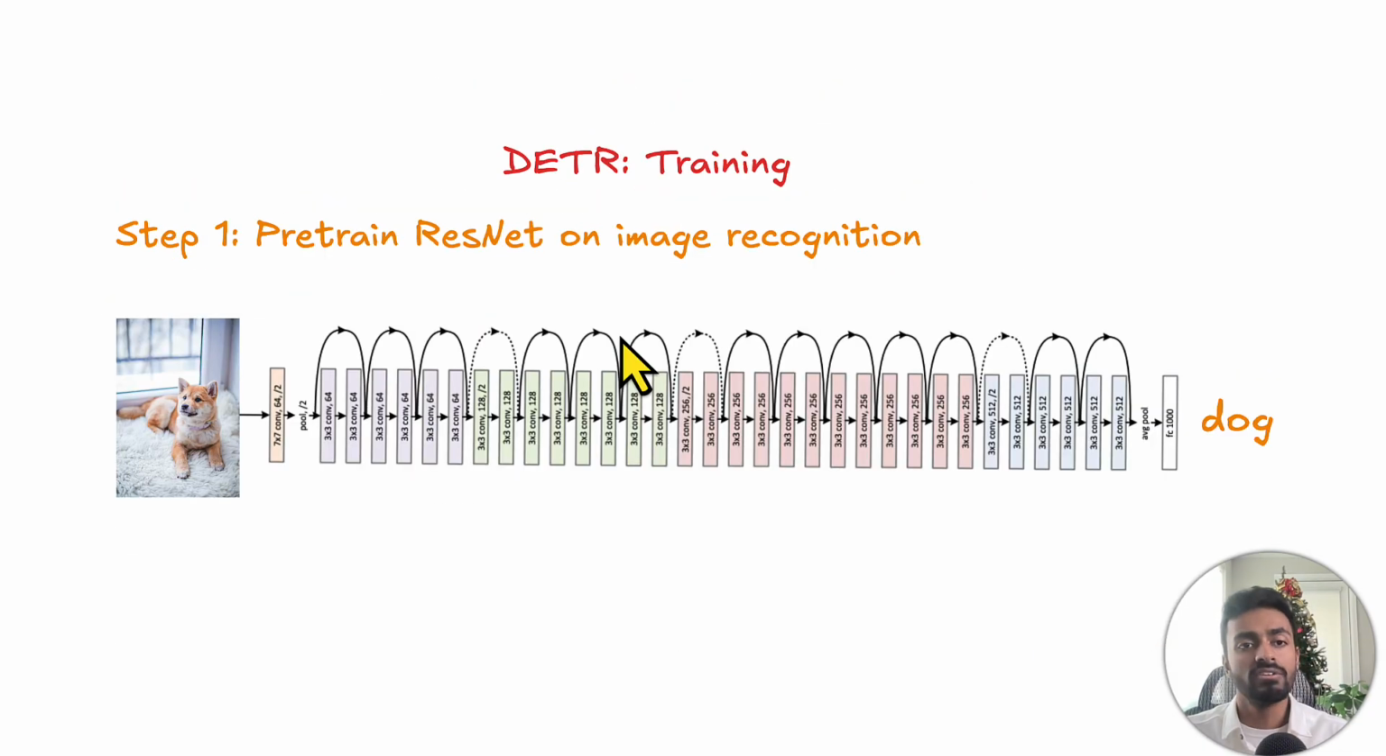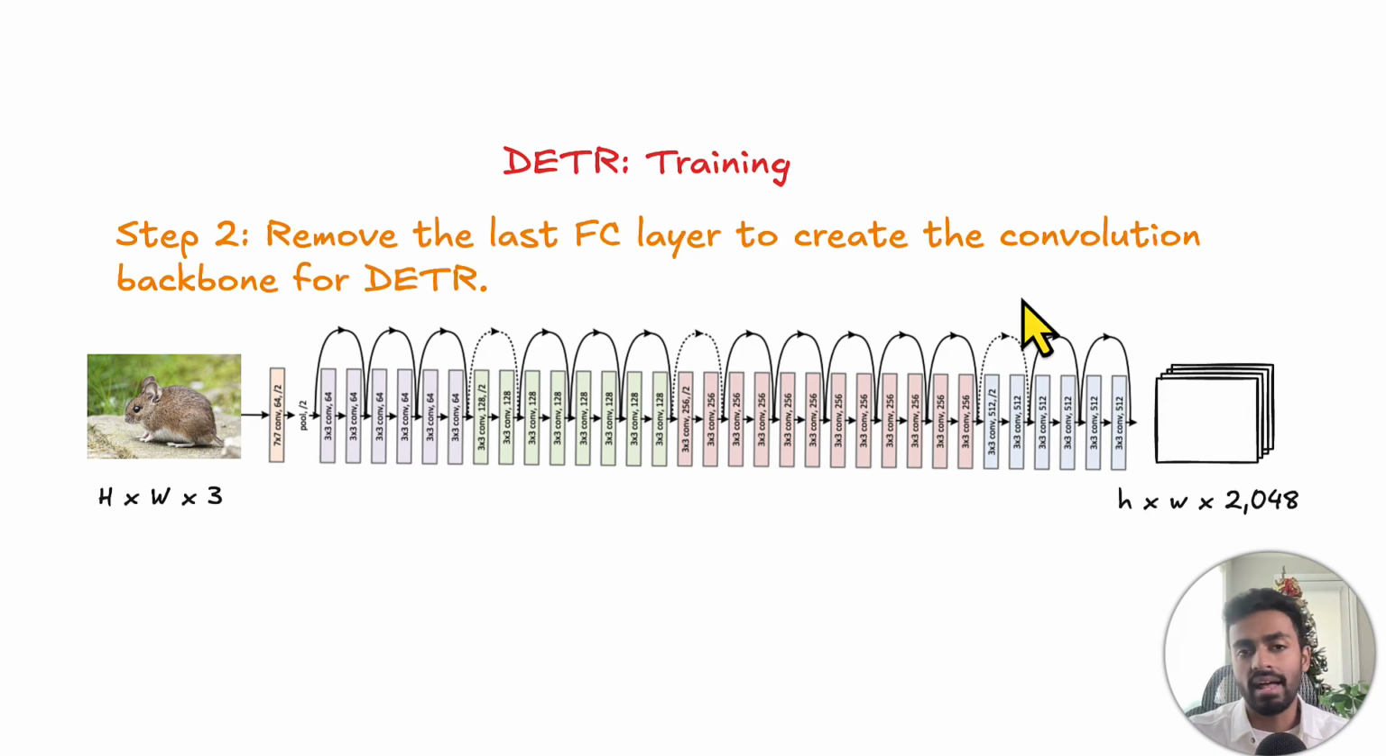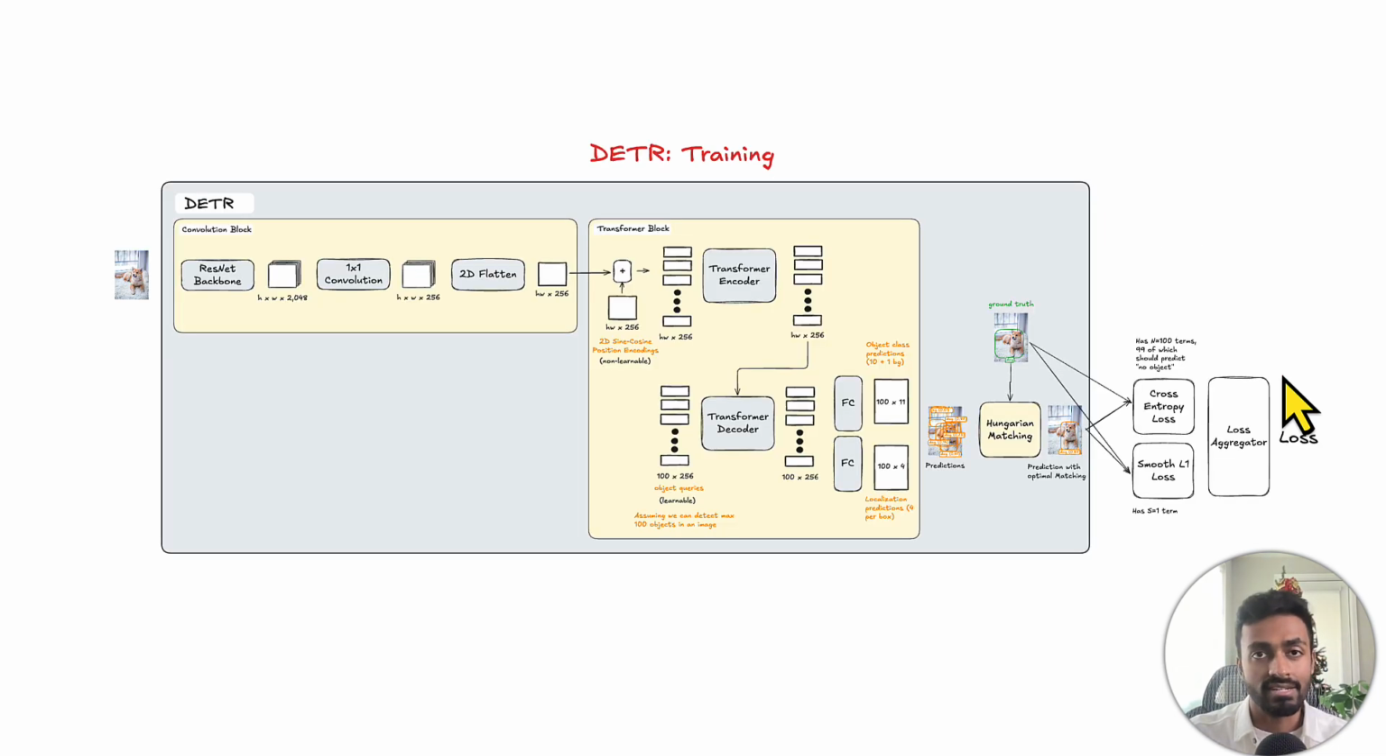In order to train DETR, we first pre-train ResNet on image recognition. You can imagine each of these are convolution, activation, pooling blocks with residual connections, and that's why this network can be extremely deep. We pass in an image and we can get an object classification, and so we can train this ResNet architecture. Then we can remove that last FC layer to create the convolution backbone for DETR. If we pass an image of H cross W with RGB three channels, we get a tensor that represents the image, where this little h is 32 times smaller than the big H, this little w is 32 times smaller than the big W, and there are 2048 channels here. And then we're now going to use it in our DETR architecture.